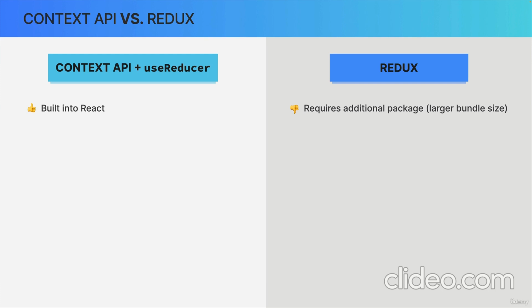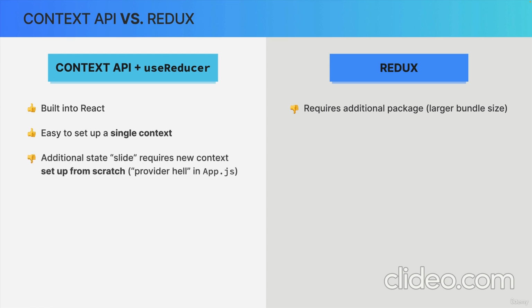Now, in terms of setup, it's quite straightforward to set up a single context and useReducer, pass the state value into the context, and then provide it to the app. However, for each additional state slice, you will need to do the same thing again. So you will need to set up everything from scratch for each new piece of state, or each new slice of state.